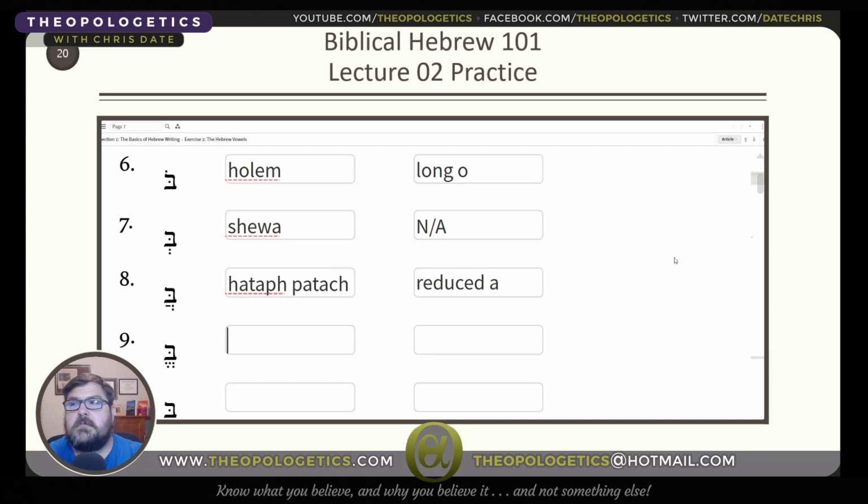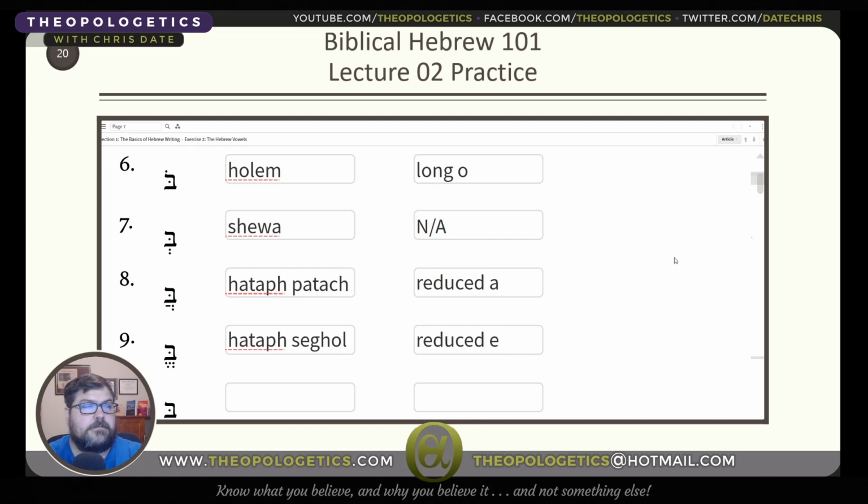Number 9 is also the vertical line of 2 dots, but this time with an upside down triangle of 3 dots next to it. This is also a composite shewa. This is the chataf segol, and this is a reduced E.